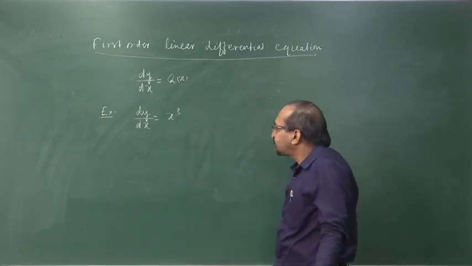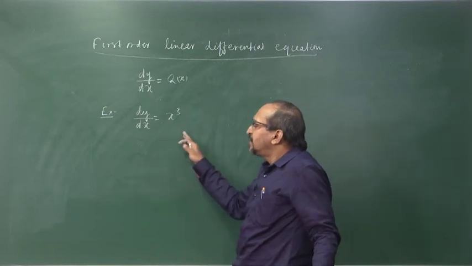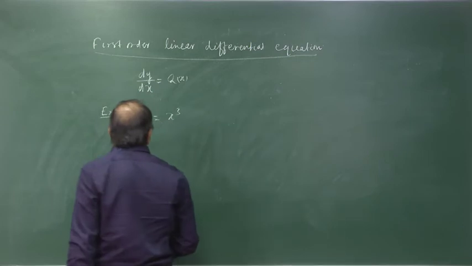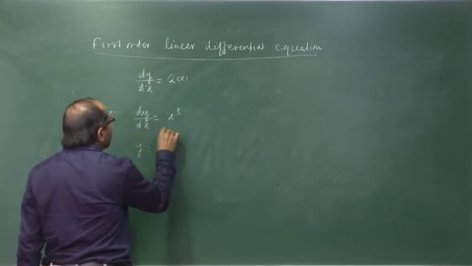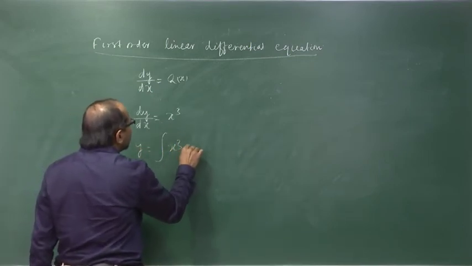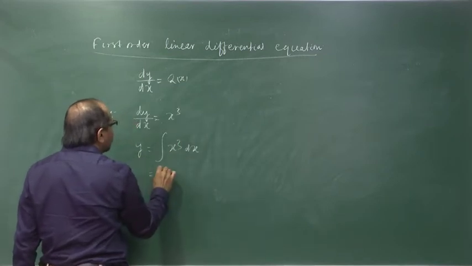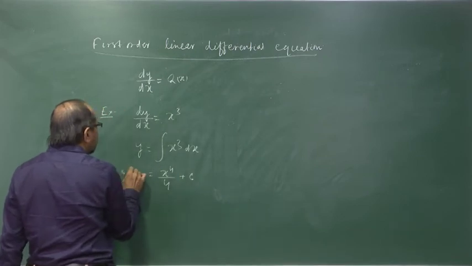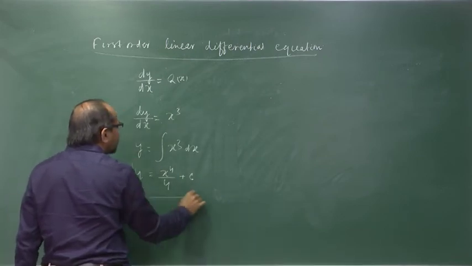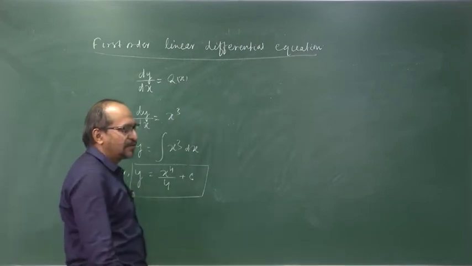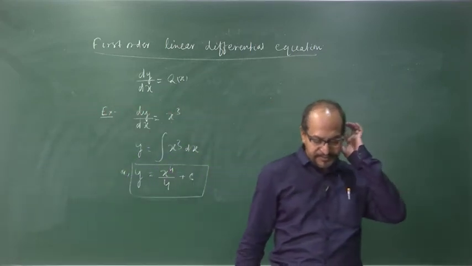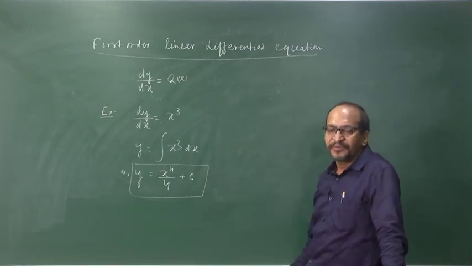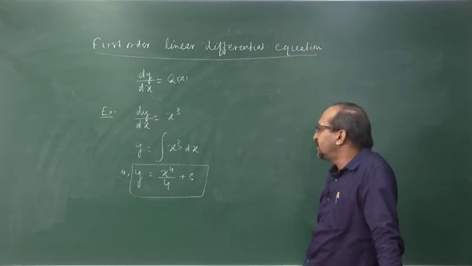So, it is very easy to solve this differential equation, because if dy by dx is equal to x cube, then y is simply the integration of x cube dx, that is equal to x to the power 4 by 4 plus a constant c. This constant comes because of the indefinite integration. So, this is the solution of this differential equation, which we can find very easily.